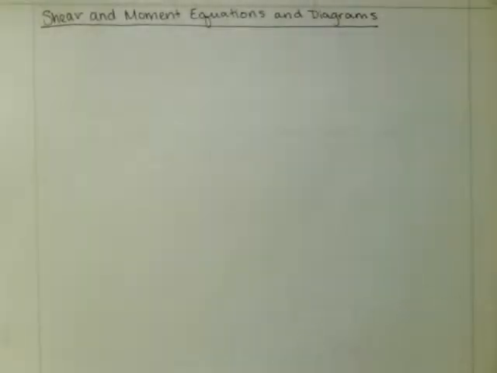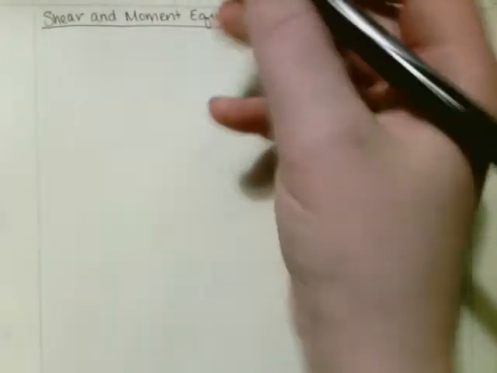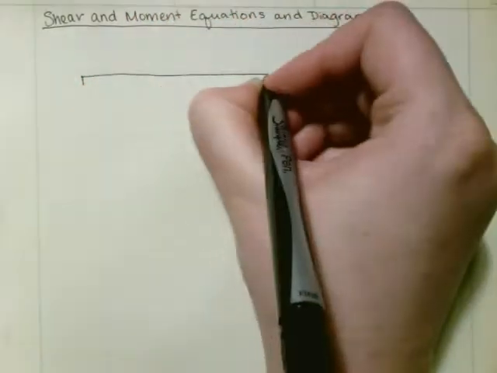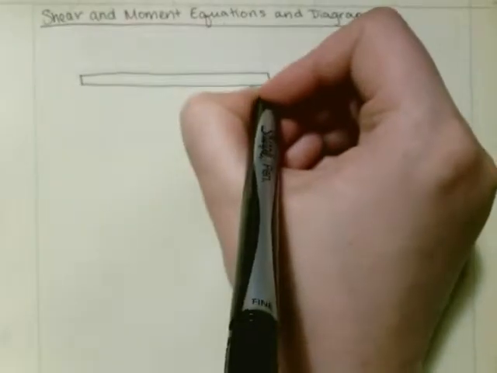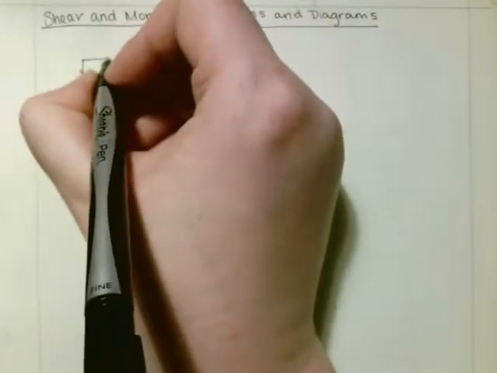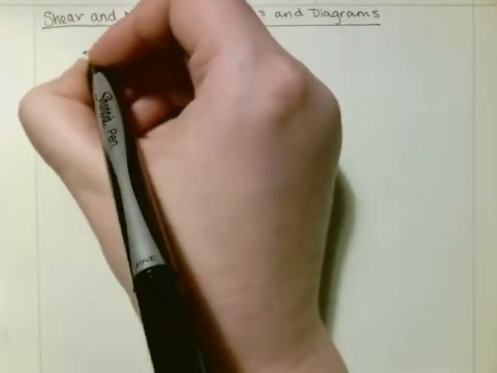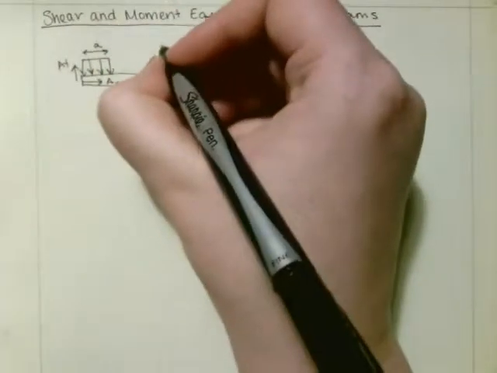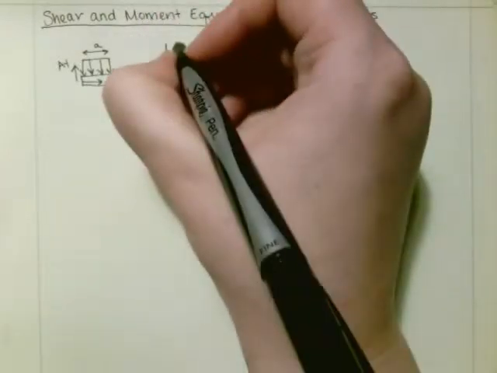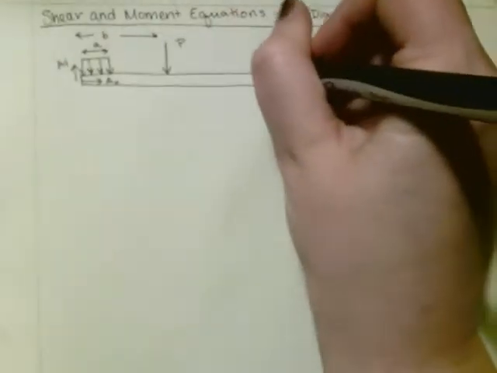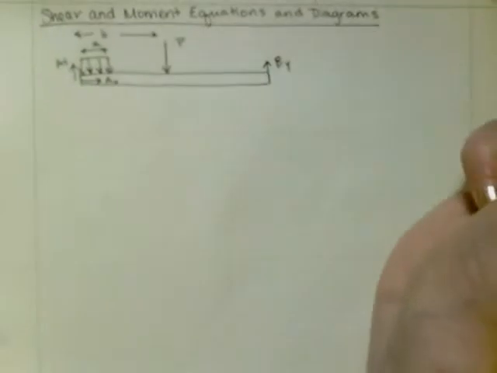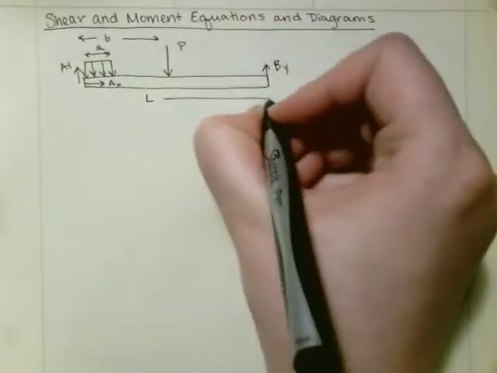Alright, this is shear and moment equations and diagrams. So let's say we had a beam. On this side, we had a distributed load, and that length is A. We had a pinned connection over here, so we've got our reactionary forces, AY and AX. Then at point B, we've got a load P. And then at this end, we had a roller such that there is a vertical force. And the whole length of this beam is L.